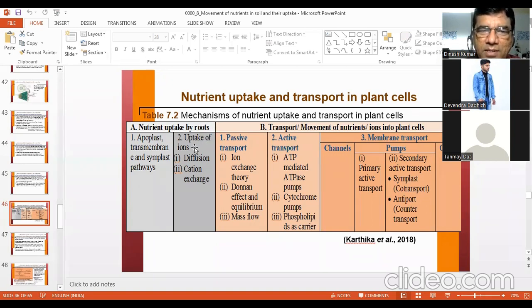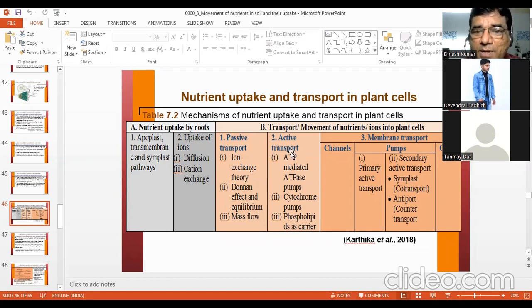So uptake of ions is by two means: one is diffusion, the other is cation exchange. Then comes the transport or movement of nutrients or ions into plant cells, how they move. One is passive transport. In passive transport there is the ion exchange theory or contact exchange, then the Donnan effect and equilibrium, and then mass flow. So this is passive transport. Up to this point, ions are just entering the root.